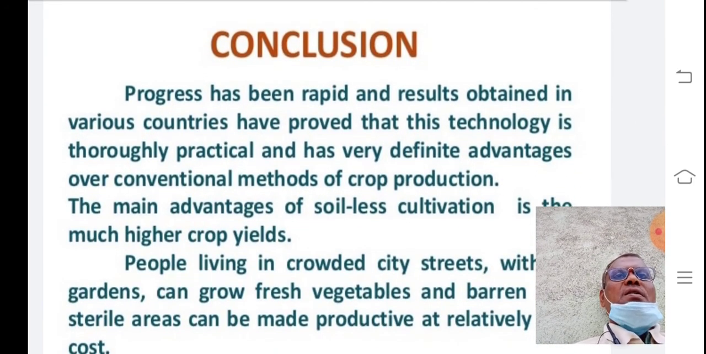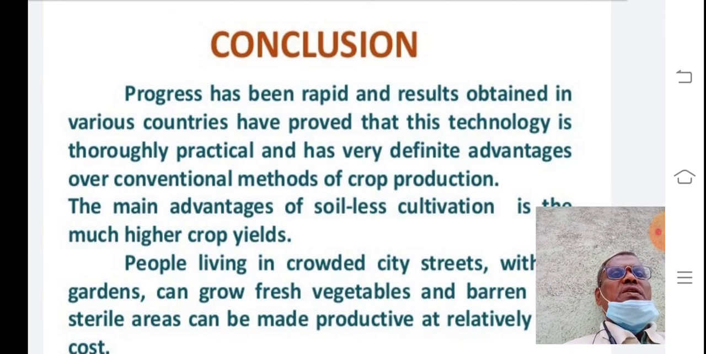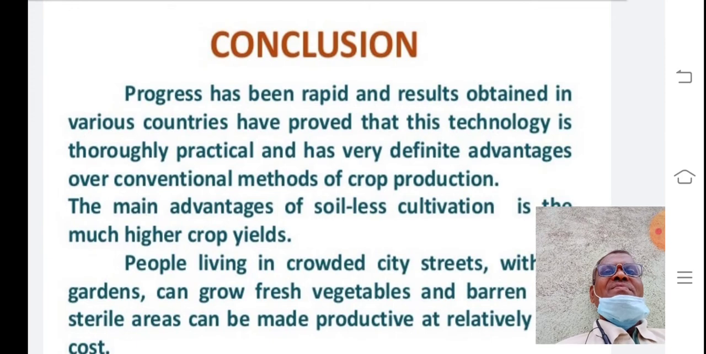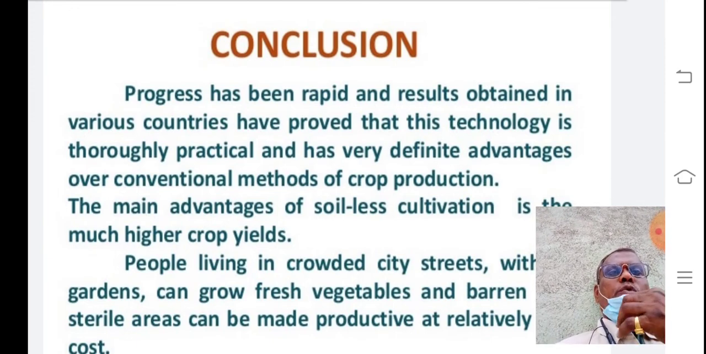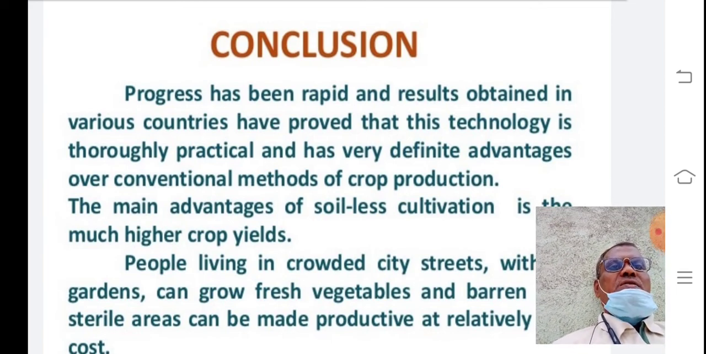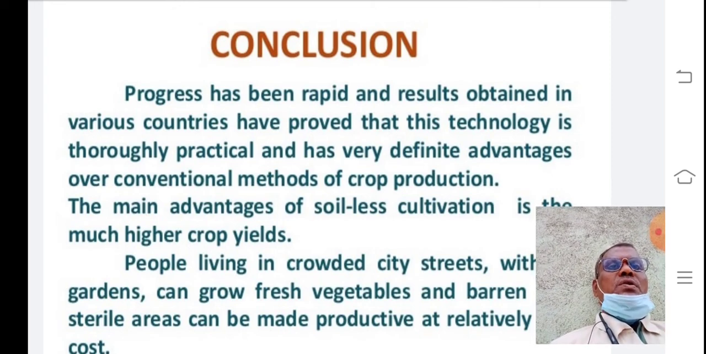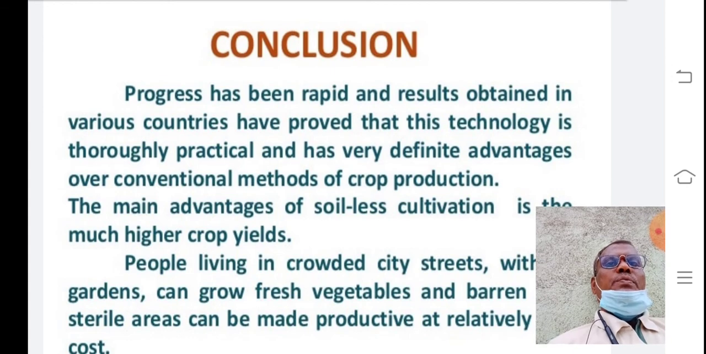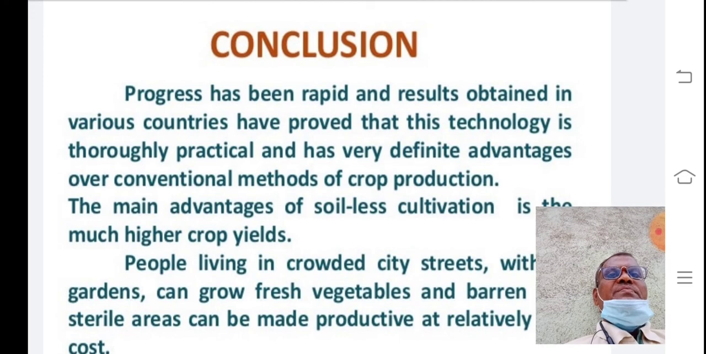And lastly, what is the conclusion for our hydroponics? Progress nowadays is rapid, and it is adopted in different countries, because overgrowing population and overgrowing pollution are the two twin dangers in front of us nowadays. And therefore to avoid this, we can produce different vegetables at our home by keeping the seedlings there, with thorough practical knowledge, and so it gives a definite advantage.